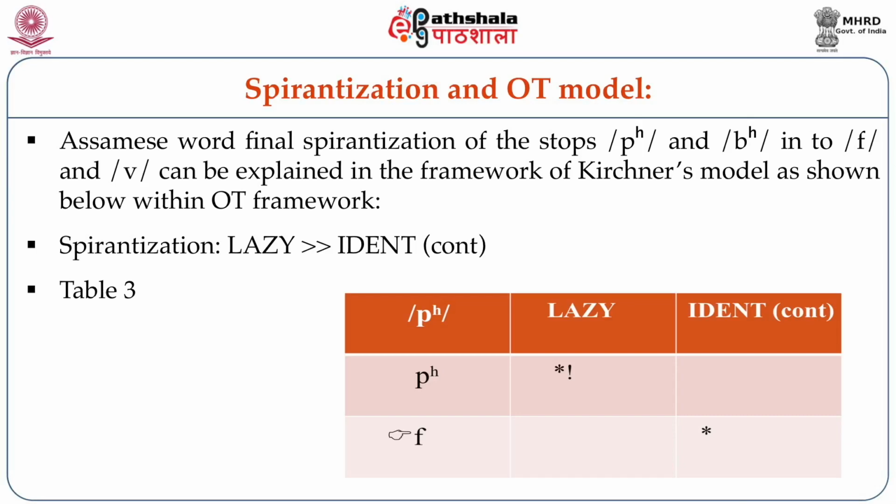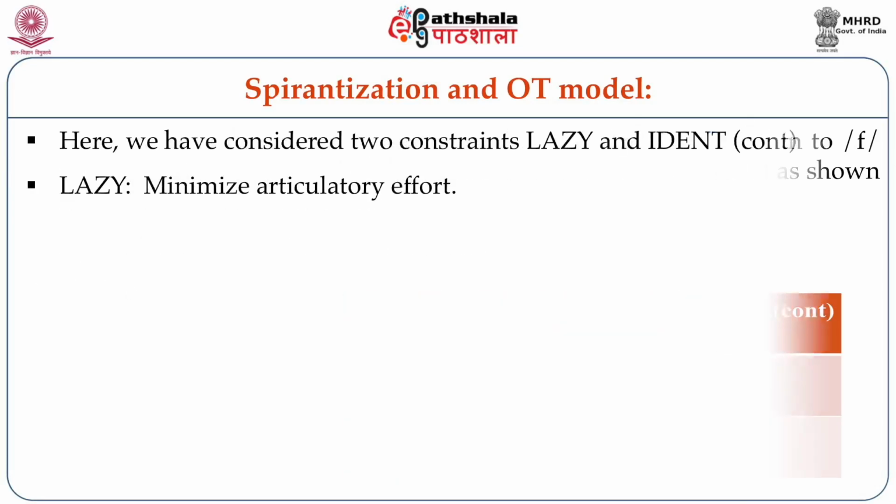There are two constraints we are taking into consideration. One is known as the lazy constraint, which is proposed by Kirchner, and the other is ident continuant. So for ident continuant, if we see that ph is the input, and if the output is ph, then it violates the crucial constraint lazy, and if f is the winner, then it violates the ident continuant constraint. So this is the kind of mechanism responsible.